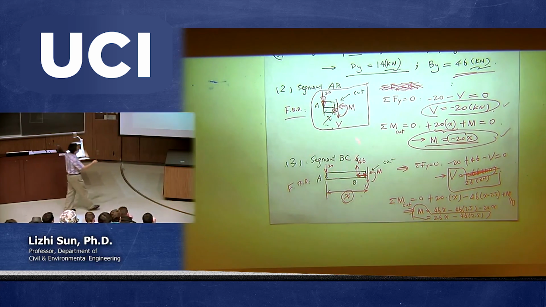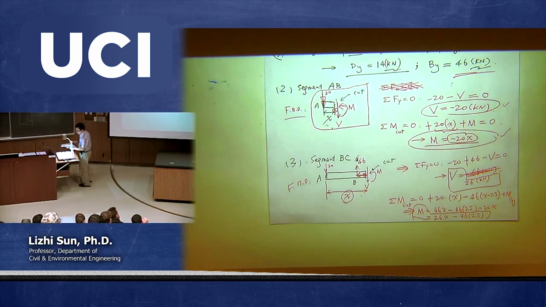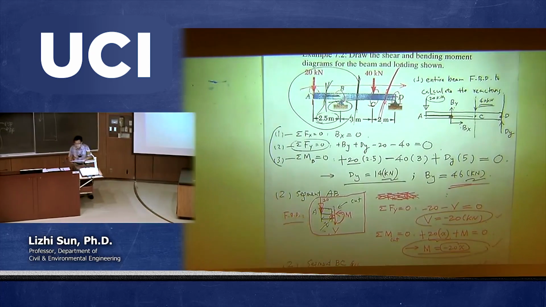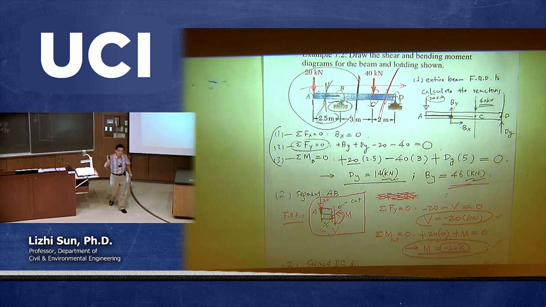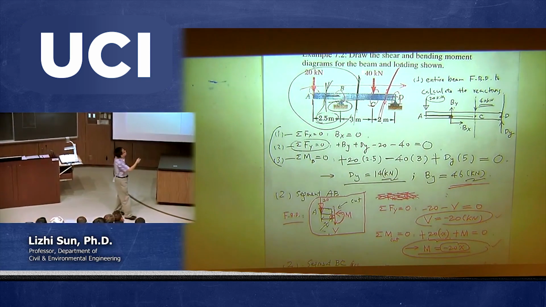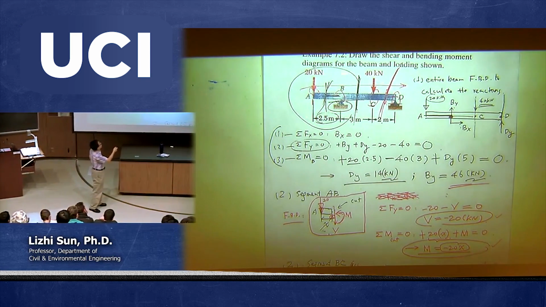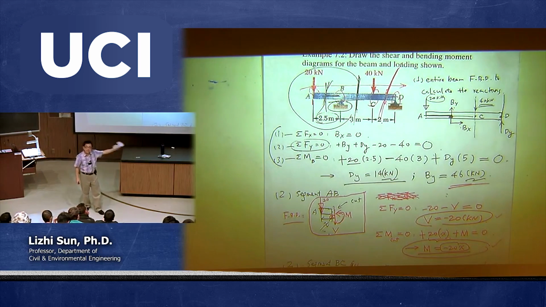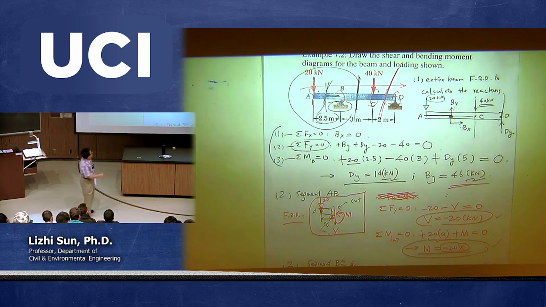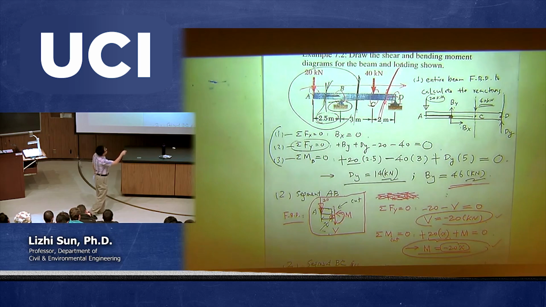Okay, so that's another segment I finished. Now I need to move to the third segment. Every time before you make the cut, you need to come back to look at the original. This is what I call the original beam. Don't look at some pieces after you made the cut. So going back to look at the original, this time I'm going to cut somewhere between B and C.